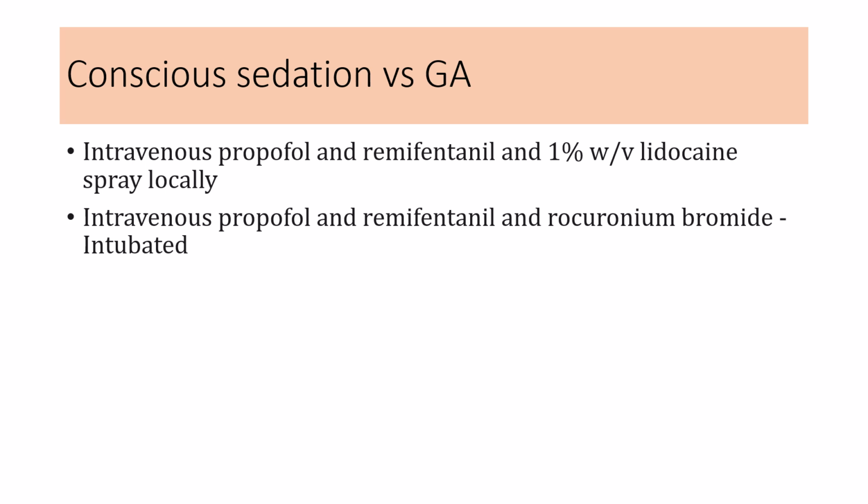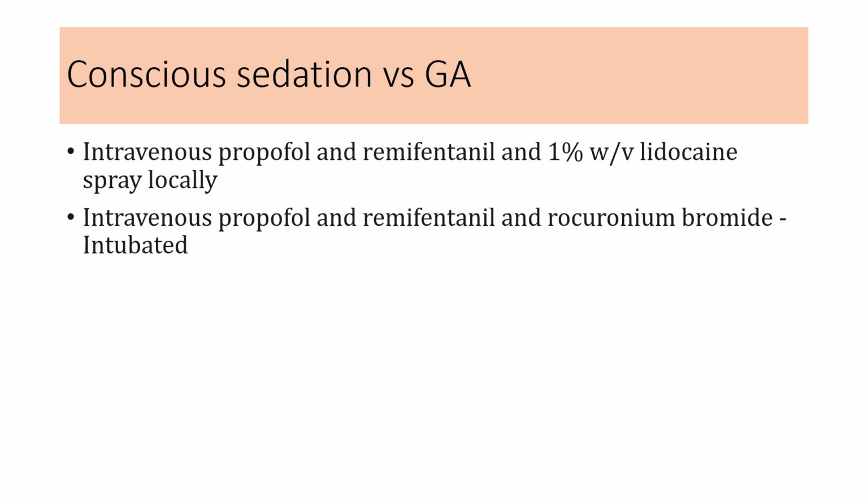Now, it has to be done under what? Conscious sedation or general anesthesia. For conscious sedation, you are using IV propofol and remifentanil. These can be titrated to a level where the patient is sedated but still arousable and breathing spontaneously. And the other one is GA, where you basically intubate the patient and you give a muscle relaxant also, that is rocuronium bromide.